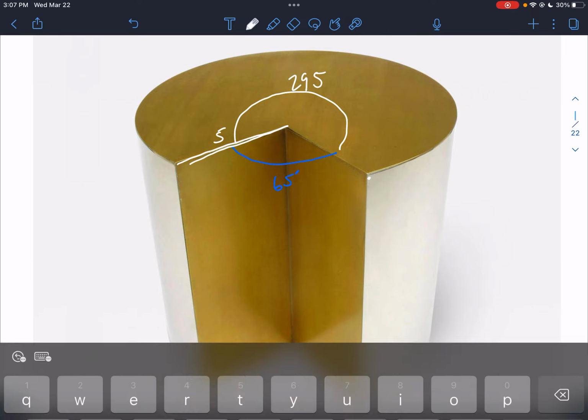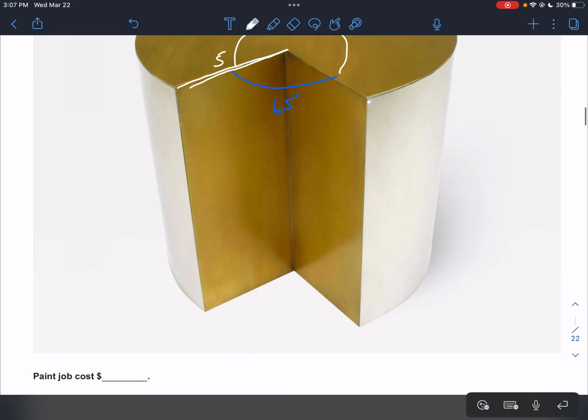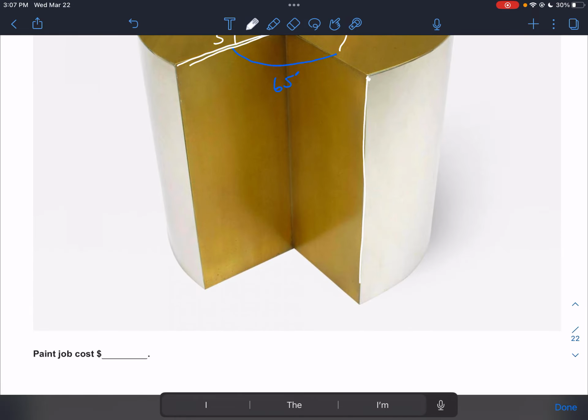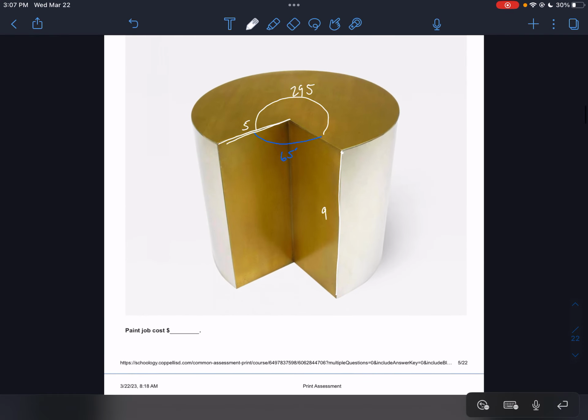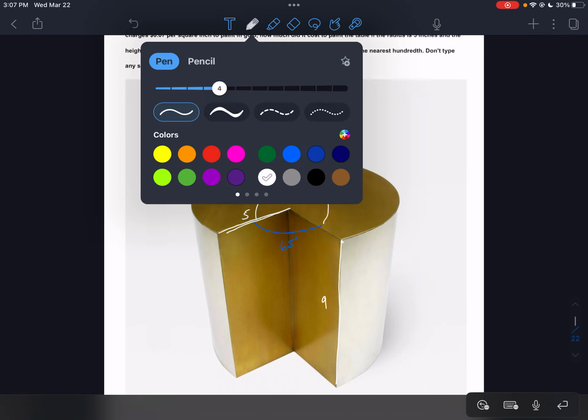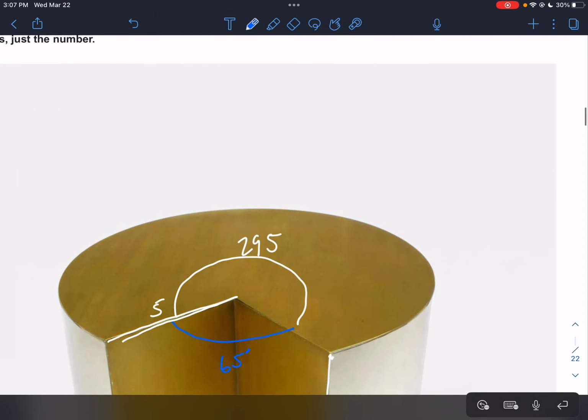And then the height would be like here, and that's going to be 9. So we have a radius and a height. There's a lot of ways to do this, but I think it's easiest to do it all at once as one big shape. So how would I get an entire cylinder? The surface area of an entire cylinder is 2 pi RH plus 2 pi r squared.